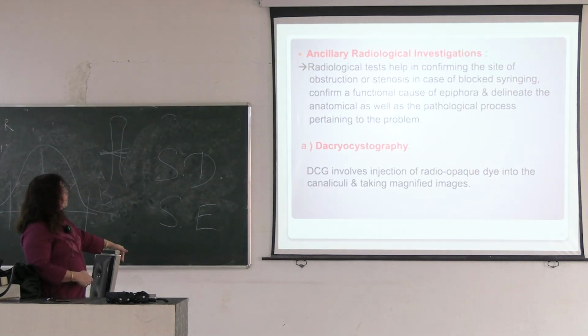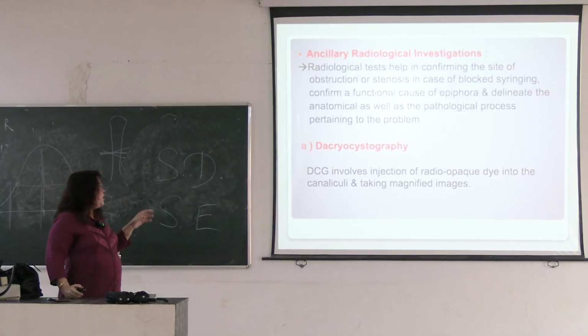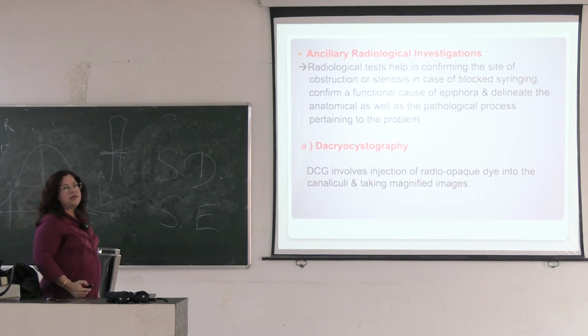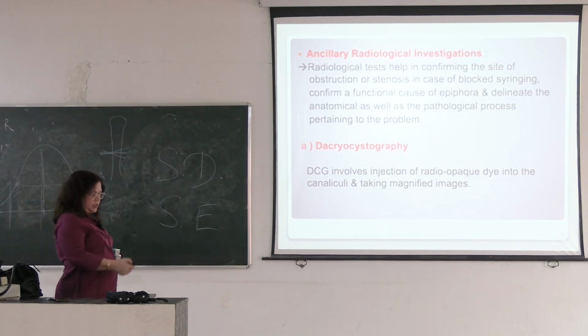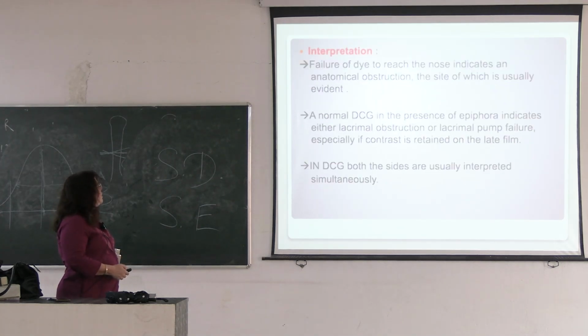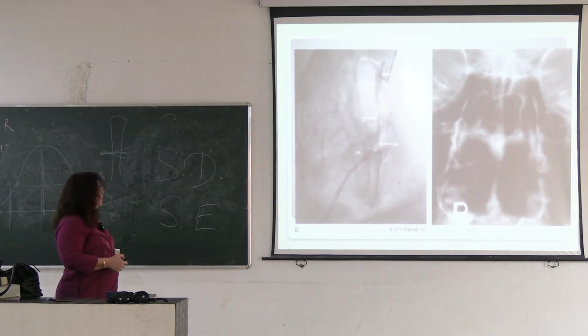Then dacryocystography. This is the radiological assessment. Dye is injected through the puncta and an X-ray is taken to see the infiltration of the dye. We assess the site of the obstruction. And this is dacryocystography. Here we see the dye.